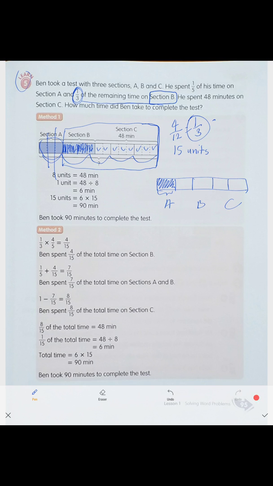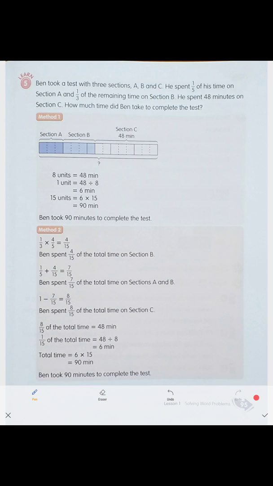Okay. And the last sentence, the third sentence, tells us he spent 48 minutes on section C. And this is what we got. This leftover, how many units? 1, 2, 3, 4, 5, 6, 7, 8. 8 units is 48 minutes. Now we know the value of the 8 units. Okay, let's clean it up.